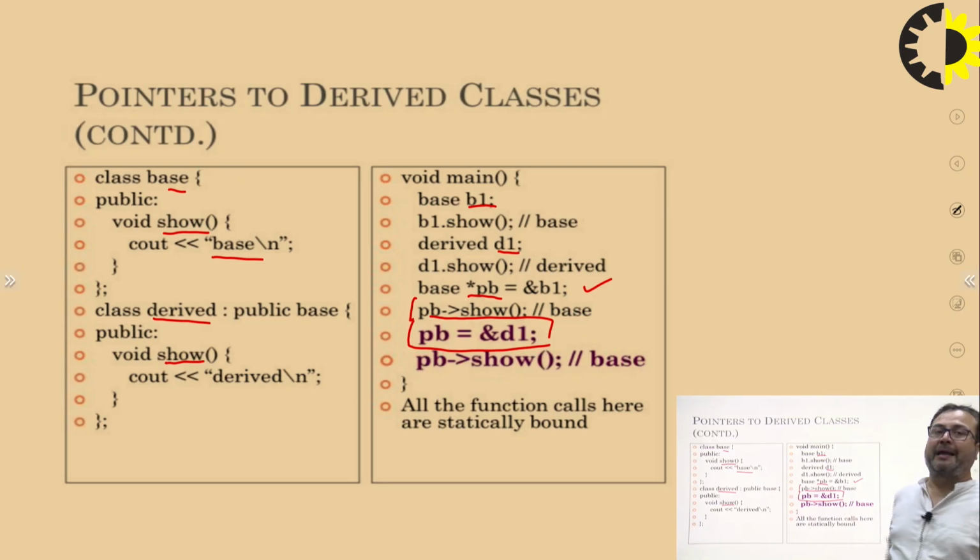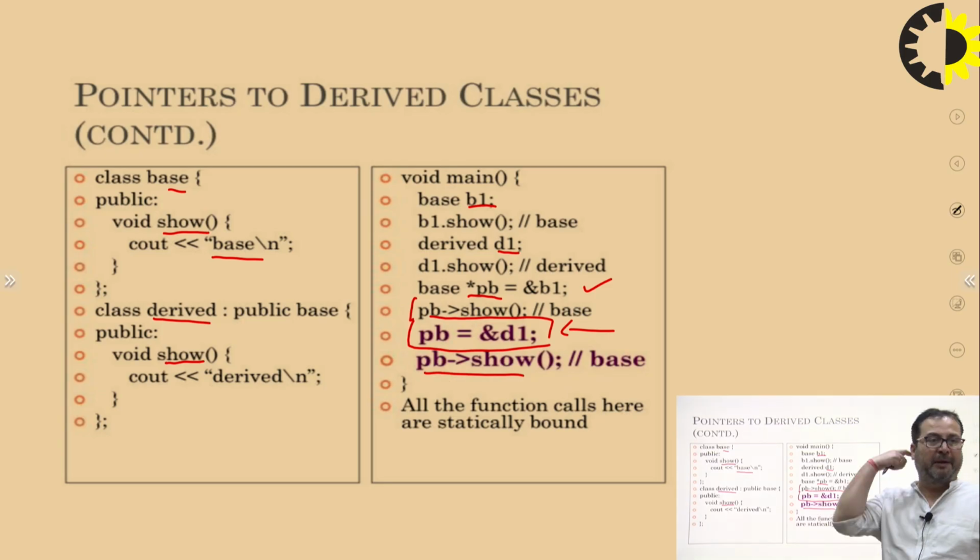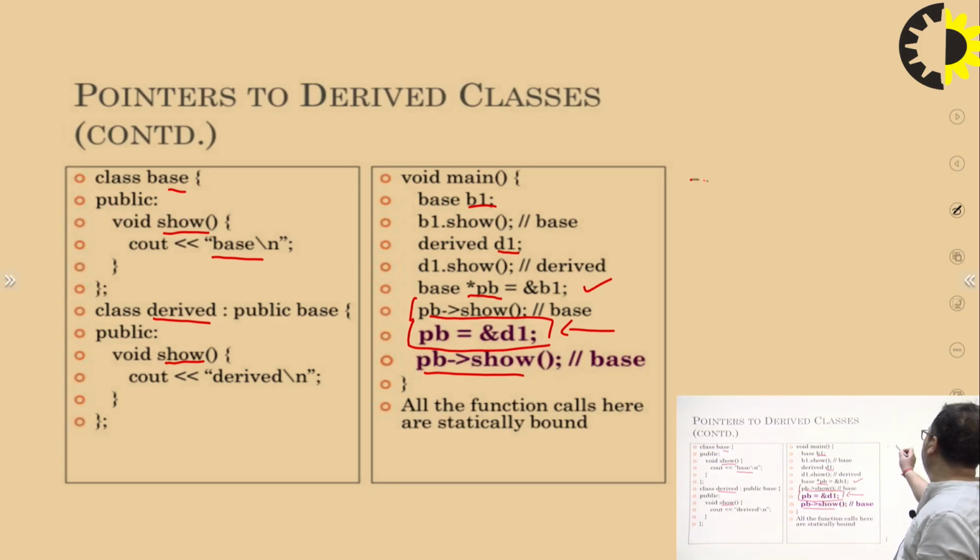Now the base class pointer can also point to derived class objects by assigning this particular line. So this PB, the base class pointer, has the address of the derived class object D1. D1 is what? The derived class object. Now if you print PB show, since it is a pointer, we are going to use the arrow operator, not the dot operator. So this will print base.